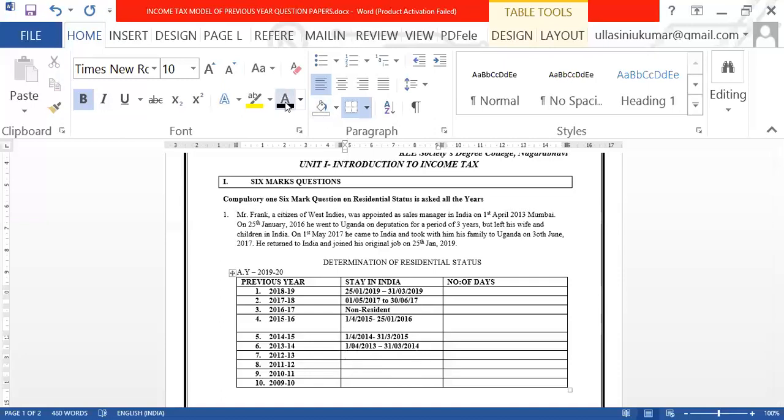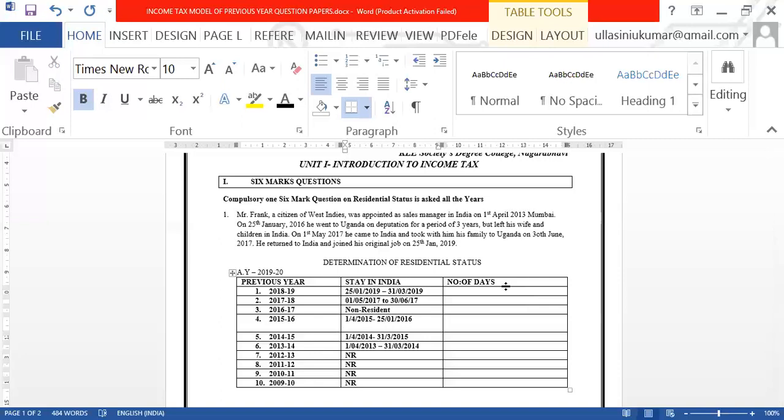So for the year 12-13, he is a non-resident, and for 11-12 also he is non-resident, and 10-11 also he is a non-resident, and he has no history of staying in India for the year 2009-10 also. Okay. So now we'll go for calculation of number of days.